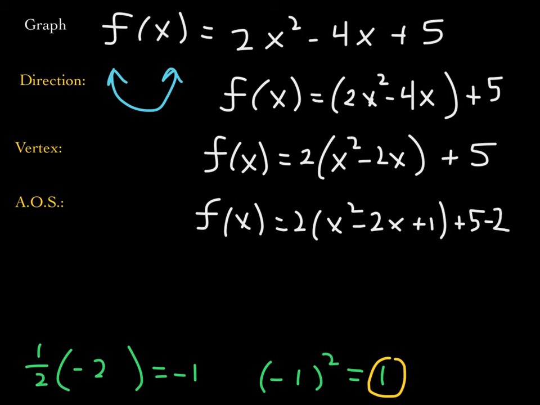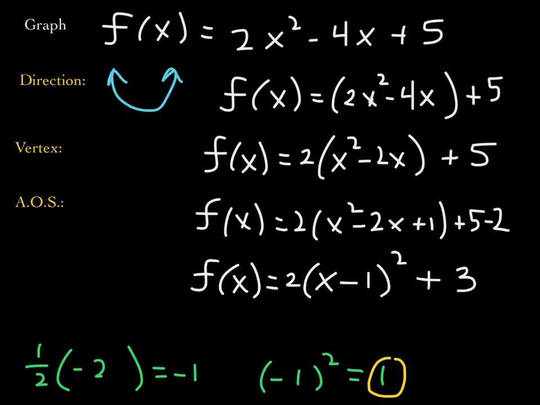Now that's confusing, isn't it? Because I see +1, so I just want a -1. No, it's actually 2 times 1. You've added 2, so subtract 2 at the same time. Be careful with that. All right, so we have 2 times x minus 1 squared plus 3.